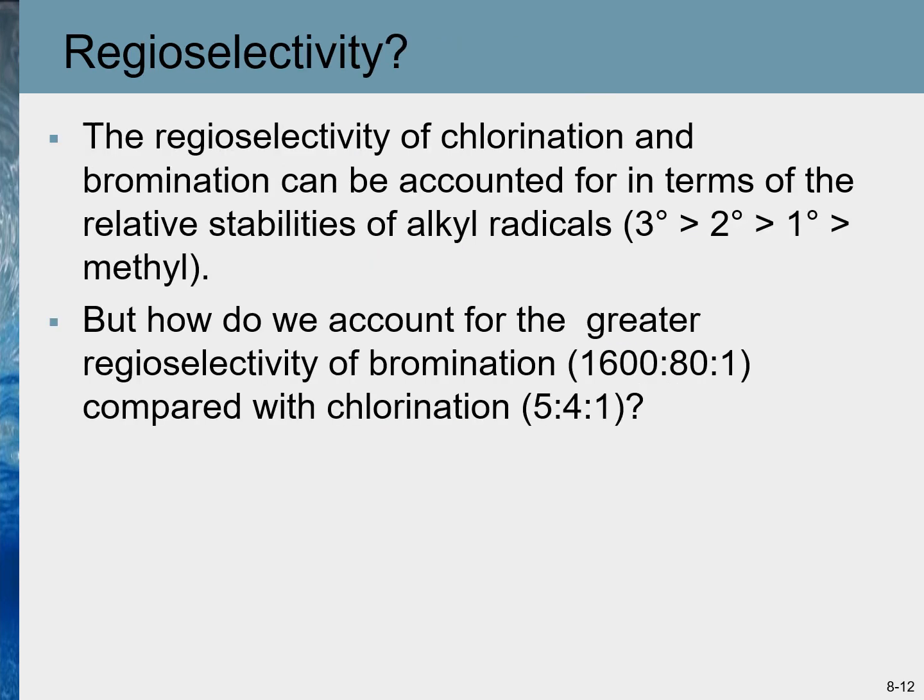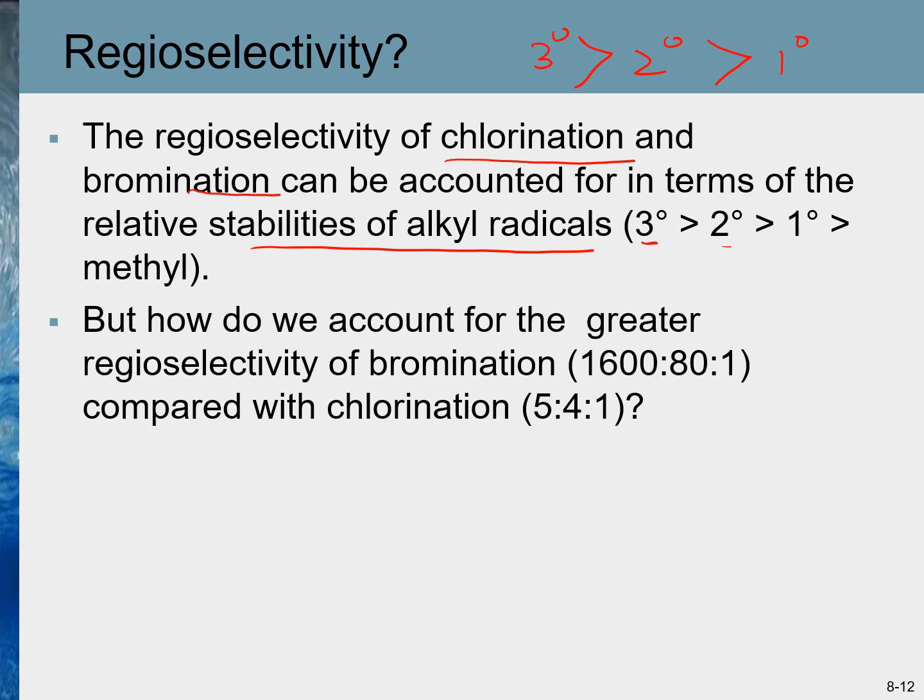Earlier, we learned about the regioselectivity of halogenation of alkane reactions. We learned that in halogenation reaction, the tertiary product is more favored over the secondary and secondary is more favored over the primary. Now, as we learned earlier, the regioselectivity of both chlorination and bromination can be accounted for in terms of the relative stability of alkyl radicals. We saw that the tertiary alkyl radicals are more stable than secondary, therefore the tertiary product is more likely to be formed. Hence, this explains the regioselectivity order.